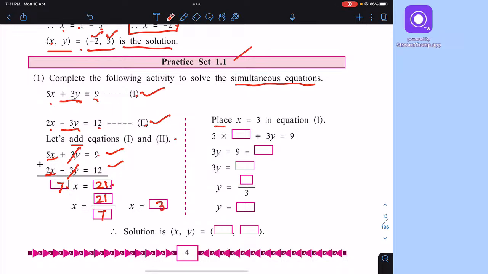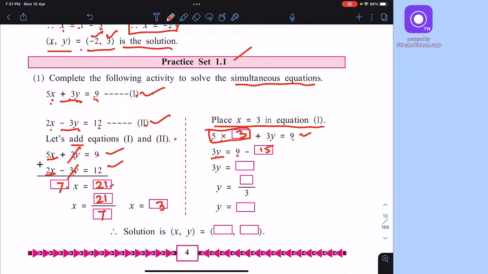Now place this x is equal to 3 in equation 1. You can put in any value, but they are asking that you put this in 1. So equation 1 is 5x plus 3y is 9. 5 into x, x means 3. 5 into 3 plus 3y is equal to 9. So 3y is written as it is. In this, 9 is on the right hand side, that will remain 9. And you have to transpose this 5 into 3 to the right hand side. 5 3s are 15. It is positive here, so it will become negative. 9 minus 15. So 3y is equal to 9 minus 15.